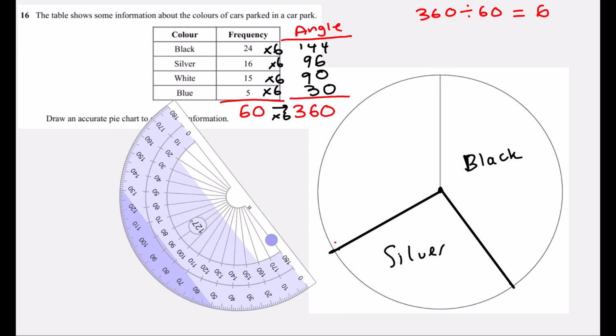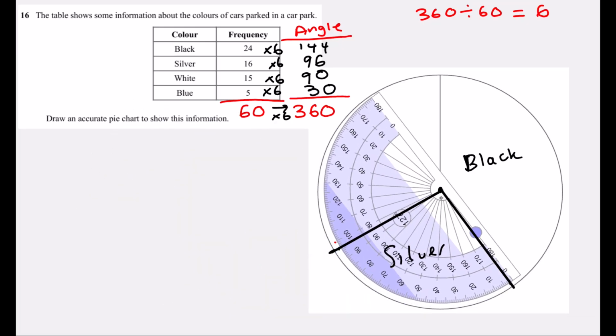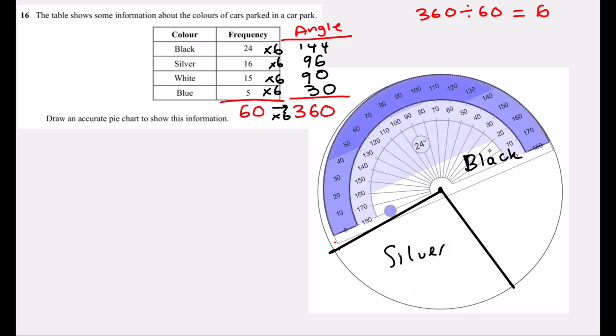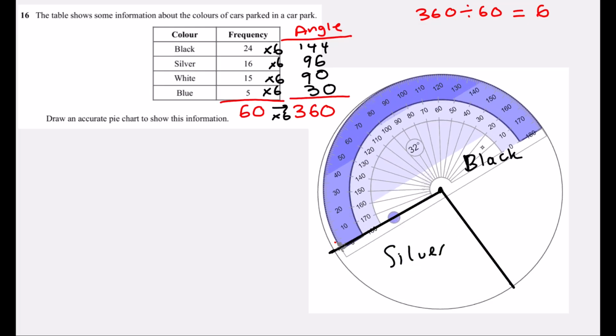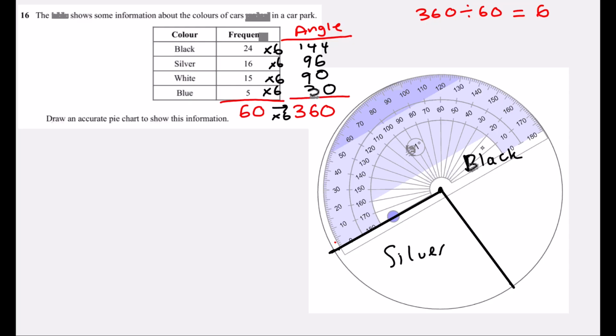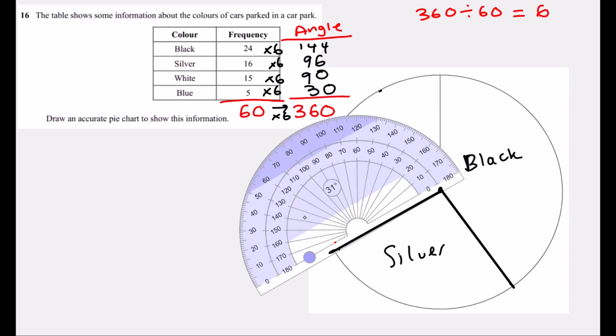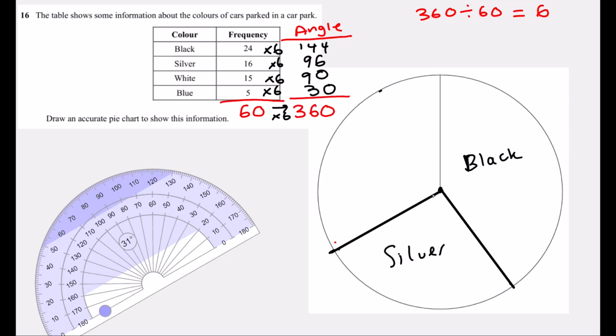And one more time, the center, on the center of the circle, spin it round to line up 0 with the line. And then we want 90 degrees this time. Join up the line. So 90 degrees is white, and then what's left is blue.